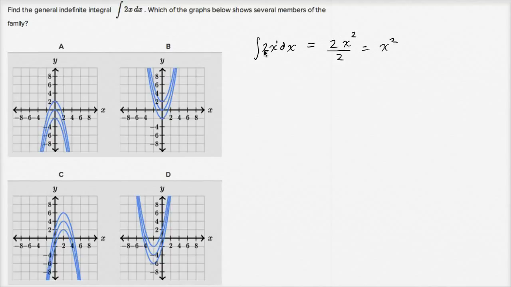And you might have done that on your own. You said, okay, I know that the derivative of x squared is 2x, so the antiderivative of 2x is x squared. But we aren't quite done yet, because remember, this isn't the only antiderivative of this. We could add any constant here.